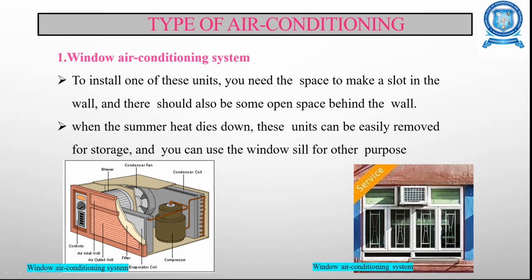You can see this from the figure. To install one of these units, you need a space and to make a slot in the wall, and there should also be some open space behind the wall. When the summer heat dies down, these units can be easily removed for storage, and you can use the window sill for other purposes also. That is why this is called a window air conditioning system.